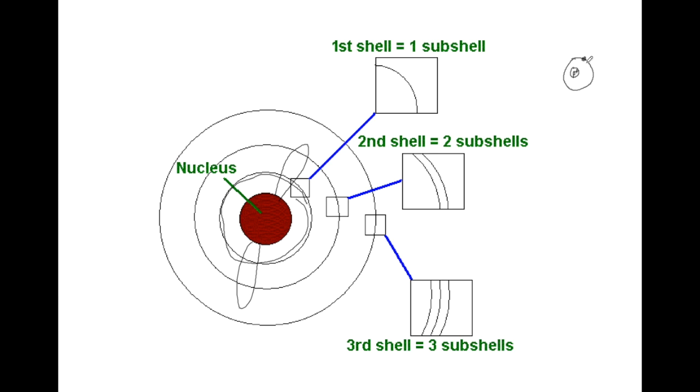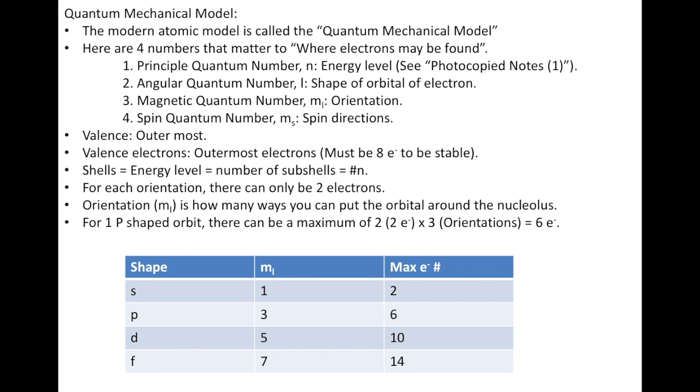So it's got one shell only, and that shell is in the shape of an S. So yeah, the Bohr model works for hydrogen. Okay, now let's move on to the next number.